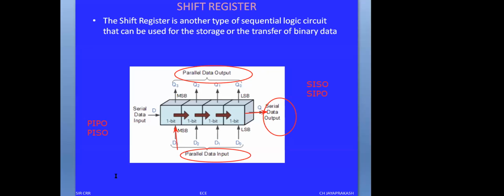Four operations of a single IC, how it works, I am checking. Okay. Therefore, we are saying the shift register is another type of sequential logic circuit that can be used to store or transfer the binary data. Shift register is another type of sequential logic circuit, and it is built with flip-flops. This can be used to store the binary data or transfer the binary data.